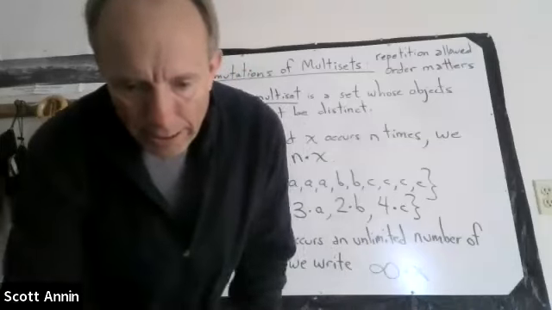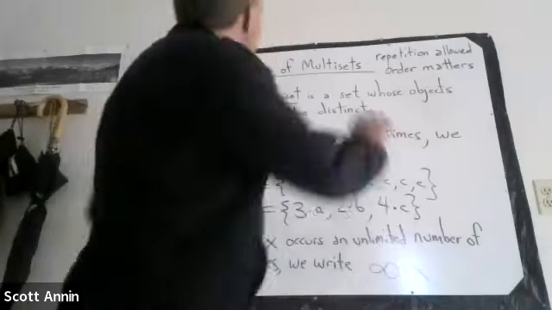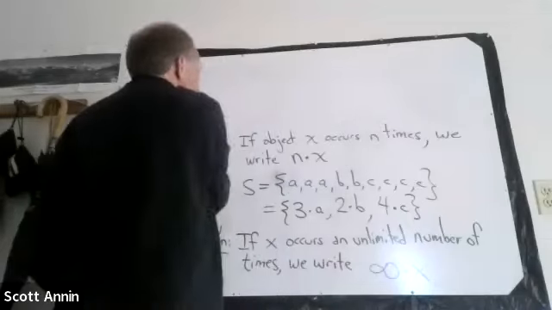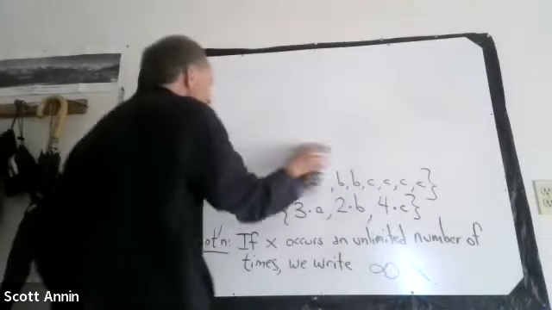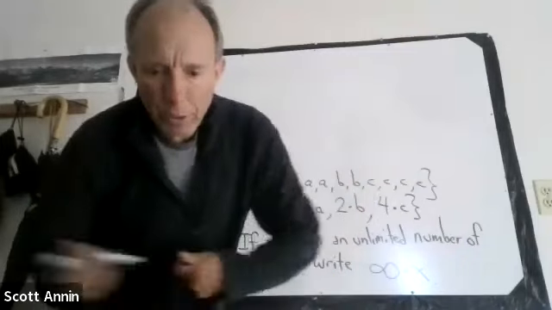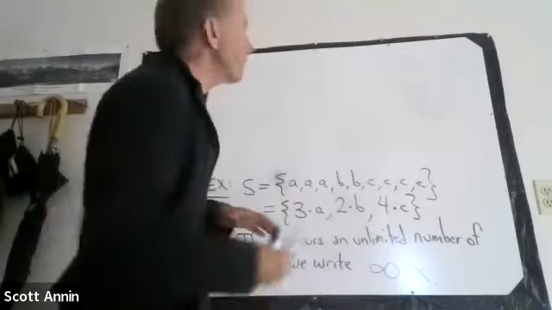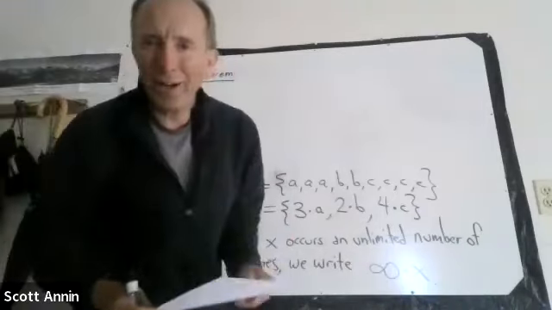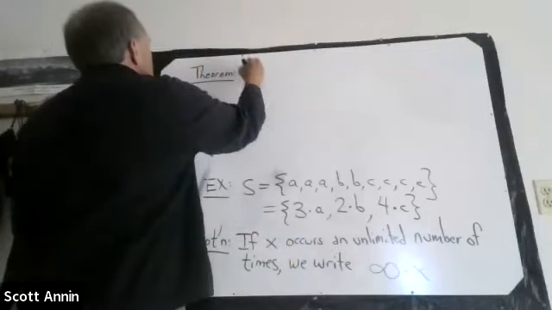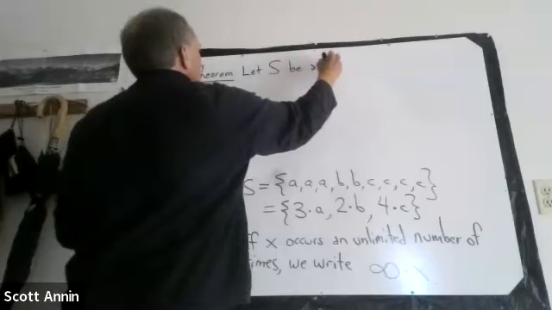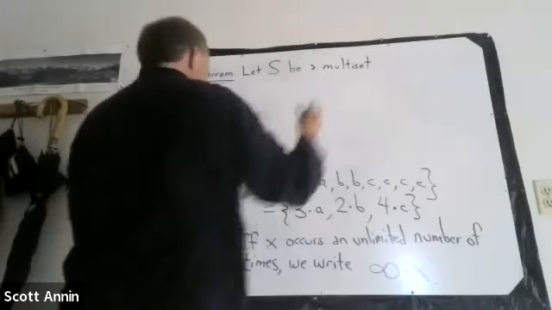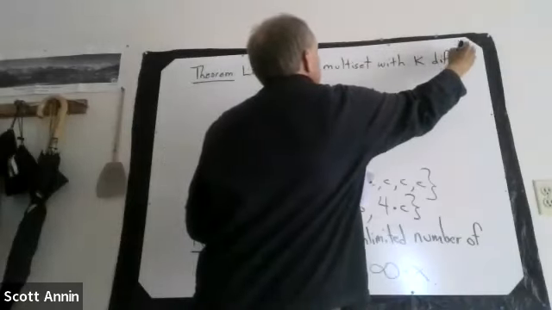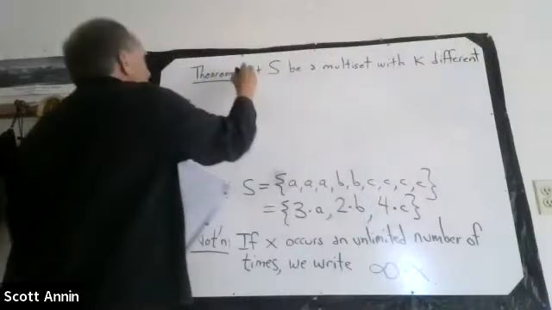So let me just see, what else do I want to say here? Maybe I'll write down a quick theorem and then we'll just about wrap this up for today. So this is just notation for multisets. There's a quick little theorem here in terms of what the counting would look like. Let's state this one and maybe we'll do a quick example of it and then I'll call this good. So let's let S be a multiset with K different types of objects.